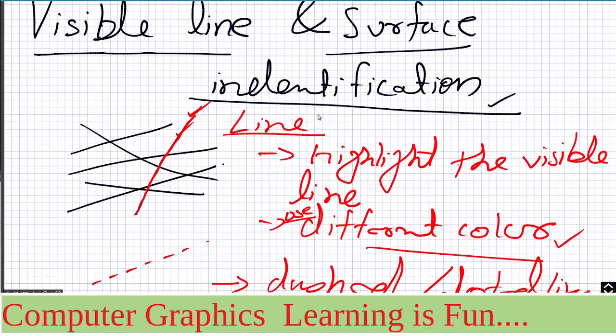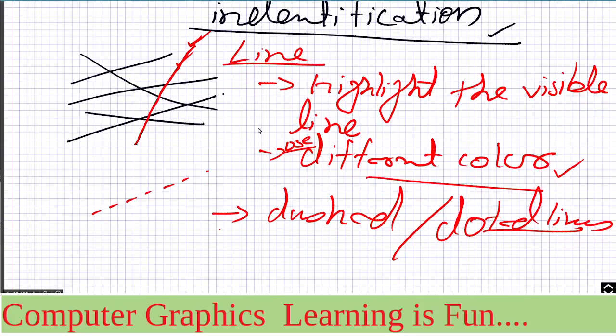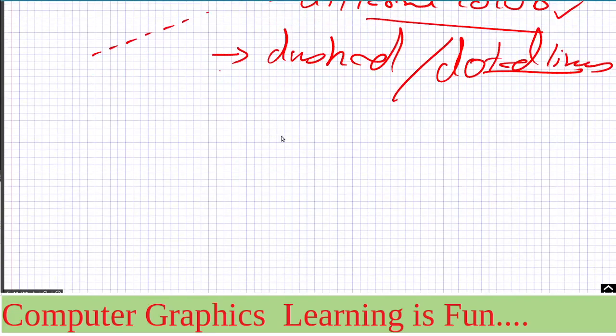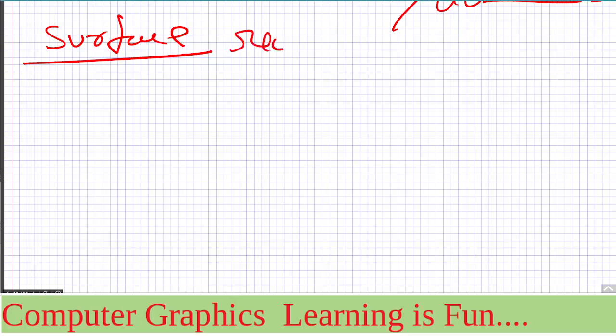This was about the visible line. However, surface. For surface, let me talk about surface. Let me call it surface rendering. When do we call it surface rendering?